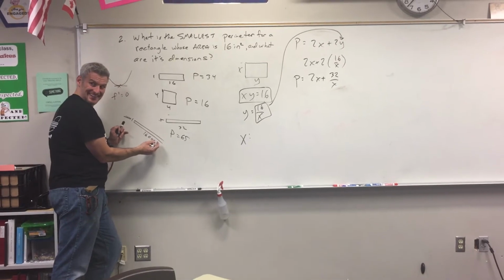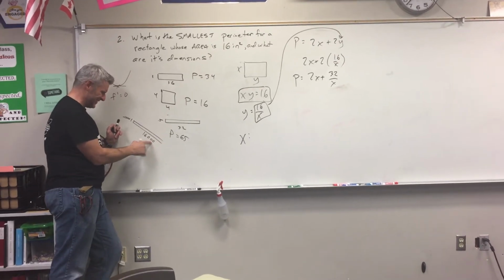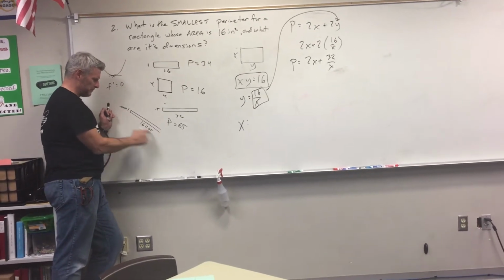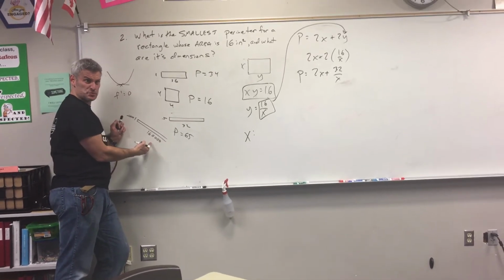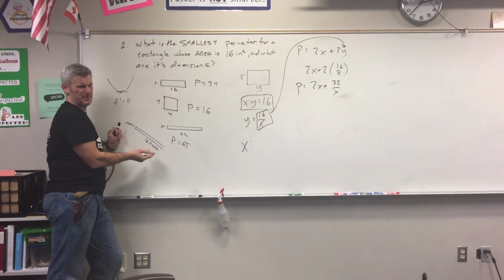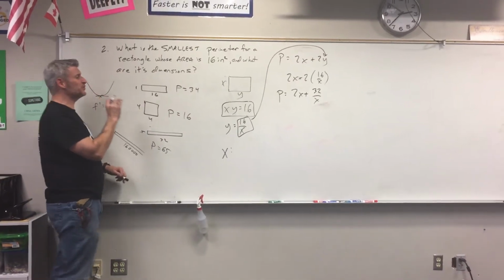How many would I need? A bunch of them, right? Hold on. Pop, pop, pop, pop, pop, pop, pop, pop. This is a huge perimeter, right? I don't want a perimeter that long. But x could be super, super teeny.